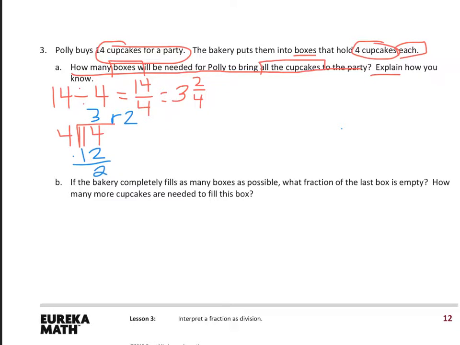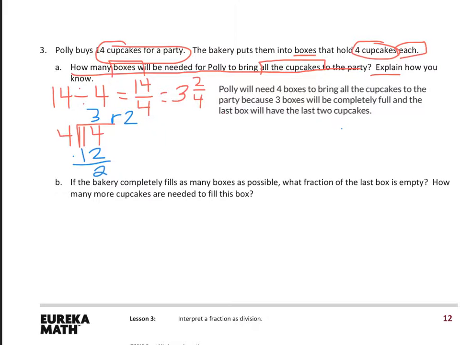So our sentence turns out to be: Polly will need 4 boxes to bring all the cupcakes to the party. And to explain how I know, it is because 3 boxes will be completely full and the last box will have the last 2 cupcakes.